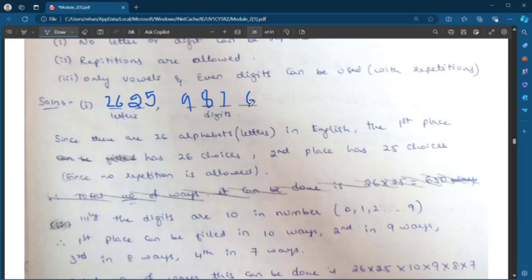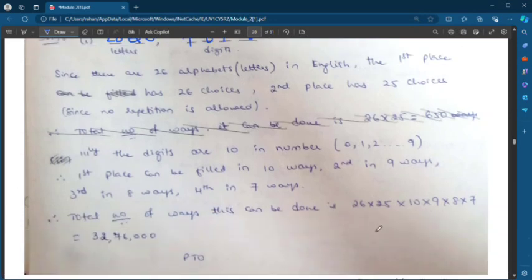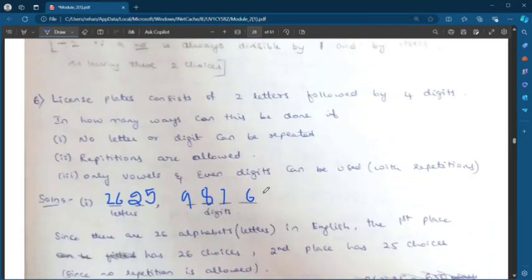Now what I have to do is just multiply this into this, into this, into this, into this, into this. 26 into 25 into 10 into 9 into 8 into 7. Here it is 10, why? Because I am considering 0 to 9, right? 0 to 9 is 10. So this will be 10 ways. This will be 9, this will be 8 and this will be 7.